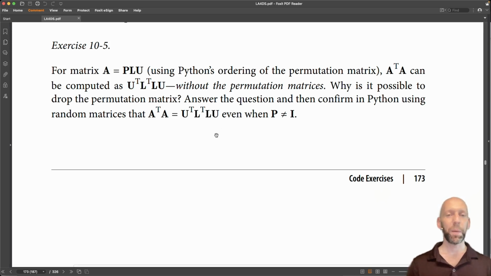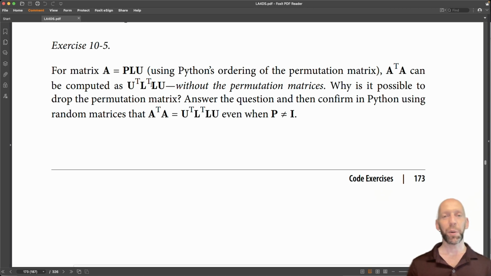Okay, so before I switch to Python, I will actually just explain why this is the case. And if you need some time to think about it, feel free to pause the video. So the reason is that when you include P in this matrix, so you have PLU, that quantity transpose, times PLU, when you apply the transpose operation to these three matrices, then on the inside, in between L transpose and L, you're going to get P transpose P.